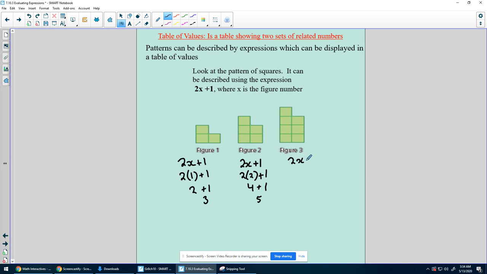And last one, give this one a shot on your own. Pause the video, press play when you're done. All right.